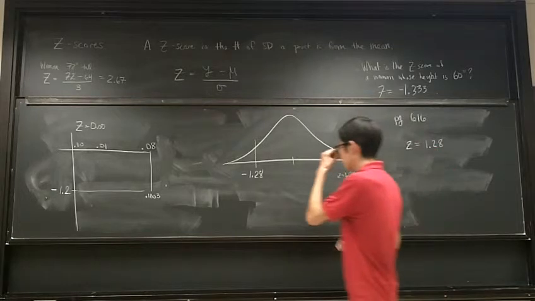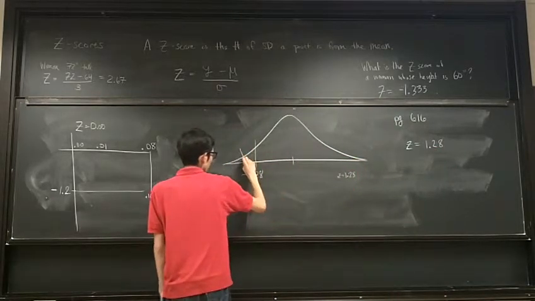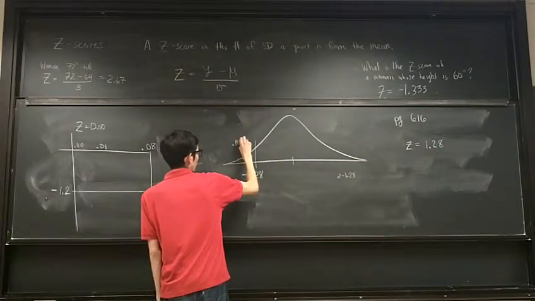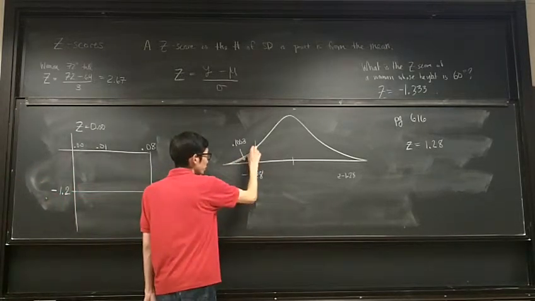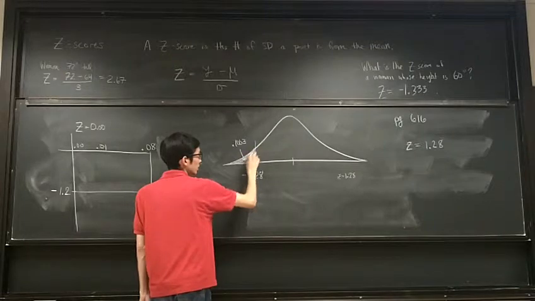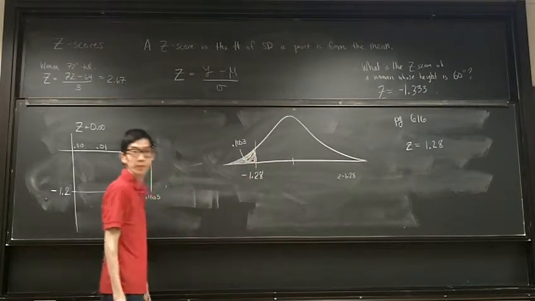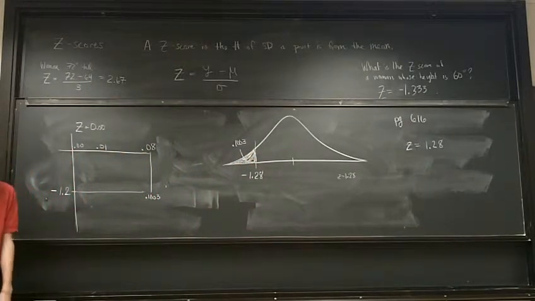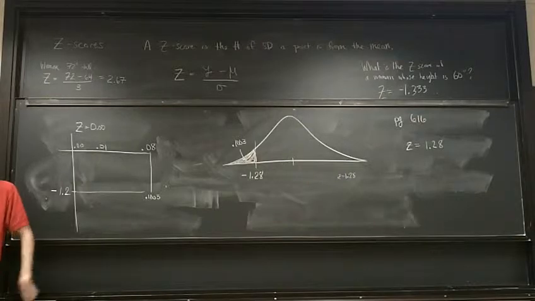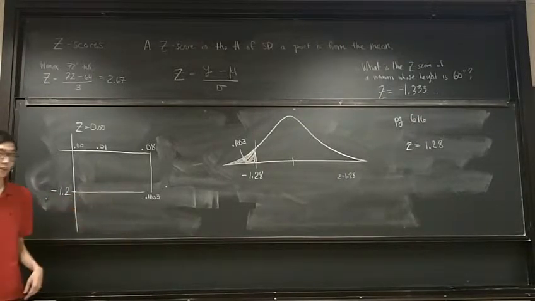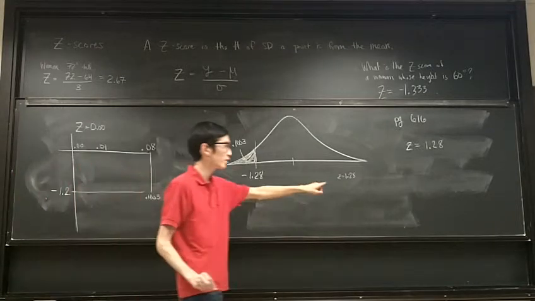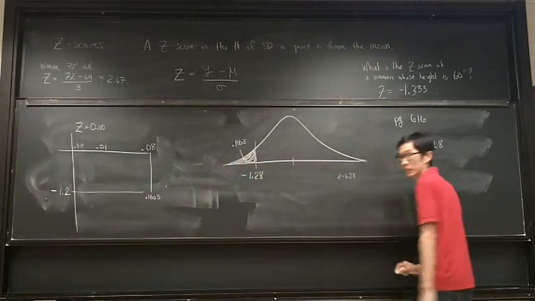All right, so I got 0.1003, and that represents how much? This piece in the triangular wedge right here. 10%. Yeah, 10.03%. Not 10.3, but 10.03. Make sure we don't mess up our decimals. So 0.1003. Do you guys remember how much was to the left of z equals 1.28?